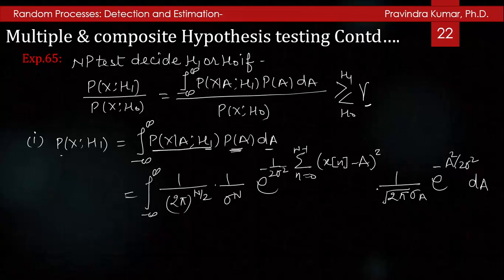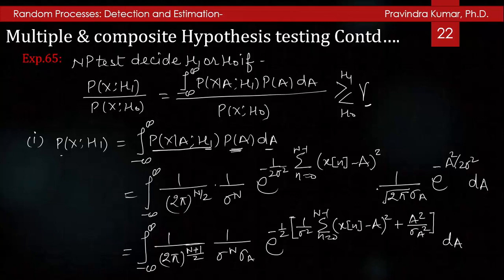So the PDF of A will be 1 by root 2 pi sigma_A, e to the power minus A squared by 2 sigma_A squared, dA. After integration you will get the integral from minus infinity to infinity of (1 by 2 pi)^((N+1)/2), 1 by sigma to the power N, sigma_A, e to the power minus 1 by 2, 1 by sigma squared summation n=0 to N minus 1 of (x[n] minus A) whole squared plus A squared by sigma_A squared, with respect to dA. Let this be Q(A). So first we will find this Q(A).